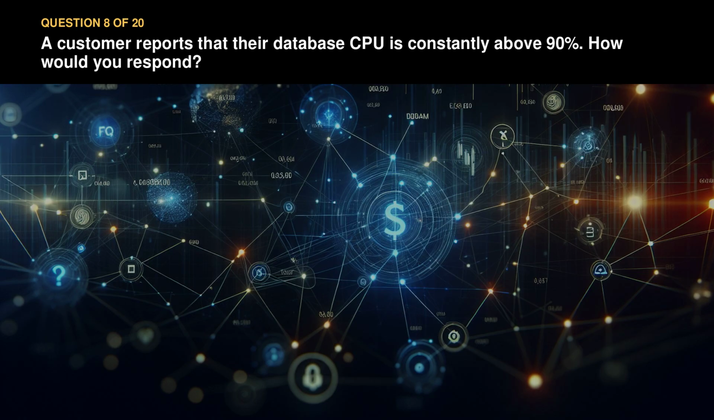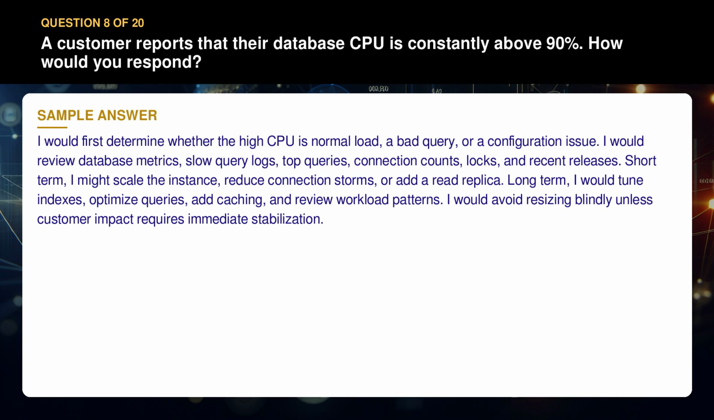access. Question 8. A customer reports that their database CPU is constantly above 90%. How would you respond? I would first determine whether the high CPU is normal load, a bad query, or a configuration issue. I would review database metrics, slow query logs, top queries, connection counts, locks, and recent releases.